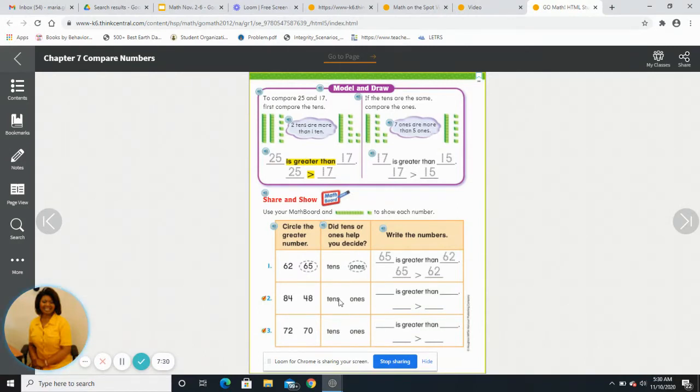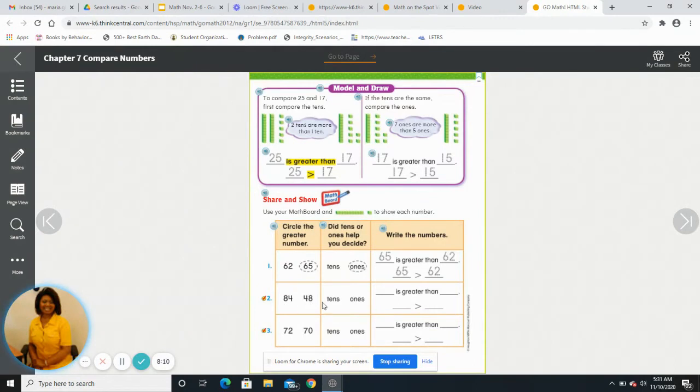Right here for number 2, we have 84 and 48. Pay very close attention to this one because at first glance you may think that they are in the same place, but they are not. In the tens place in 84, 8 is in the front. In the tens place in 48, 4 is in the front. So which one are we going to use to help us decide, tens or ones? Remember what I just said. 8 is in the front in 84, 4 is in the front in 48.